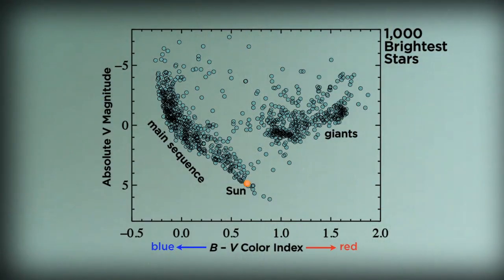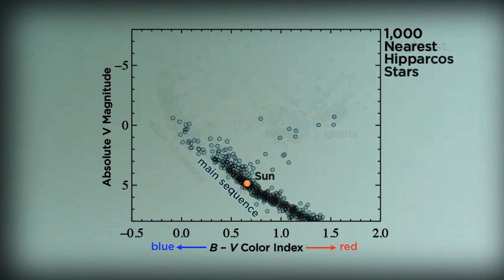There's another interesting thing I want to show you about HR diagrams. These data points are for the 1,000 brightest stars in the sky. The measurements come from a space telescope called Hipparcos that measured the distances and visual fluxes of about 100,000 stars. But let's do something different. Instead of the brightest stars, let's choose the 1,000 nearest stars in the Hipparcos catalog.